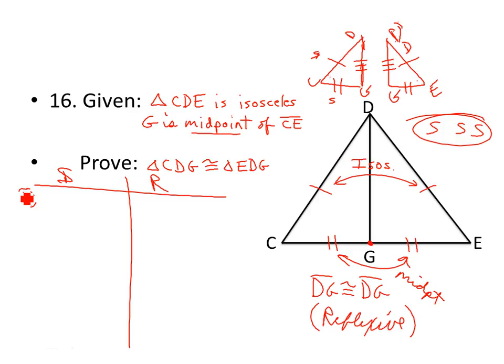What's our first statement going to be? Given. Triangle CDE is isosceles. How do we know that? It was given.